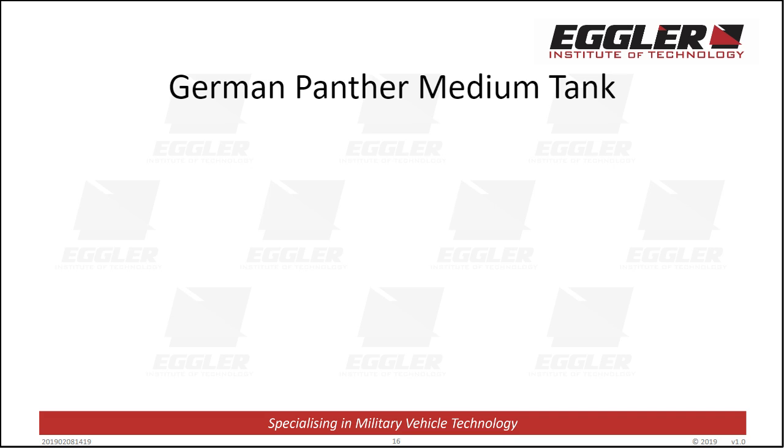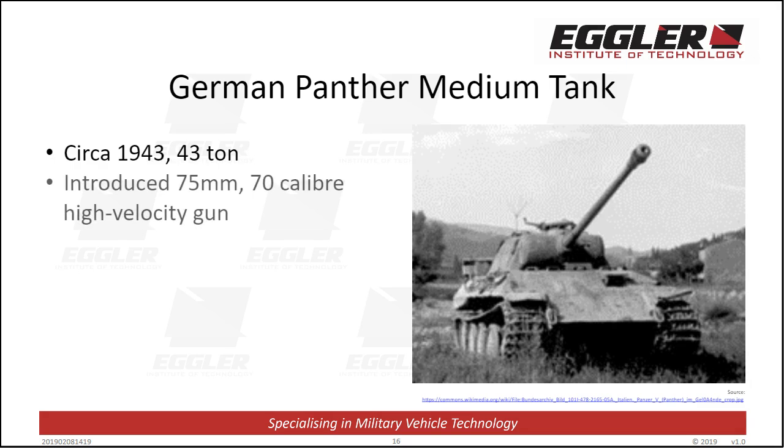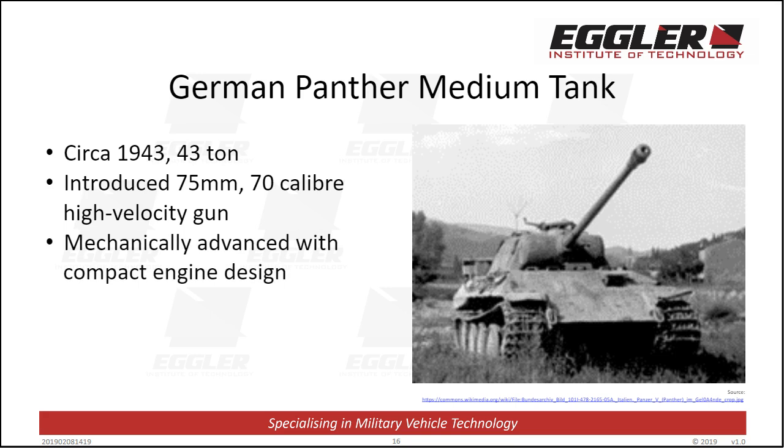Another very highly regarded tank design of World War II was the German-designed Panther medium tank. It was first built in 1943 with a maximum combat weight of 43 tons. This vehicle introduced a 75mm, 70 caliber high-velocity gun, which was highly effective against Allied tanks and fighting vehicles of that period. Like most of the German vehicles designed for operation during World War II, it used a mechanically advanced design, with a compact engine installed at the rear.